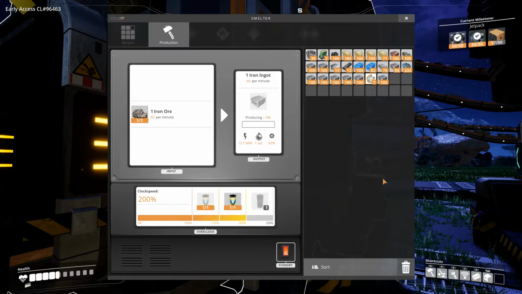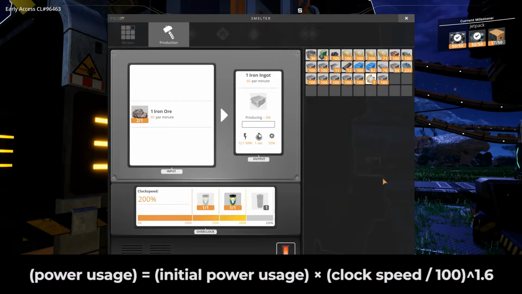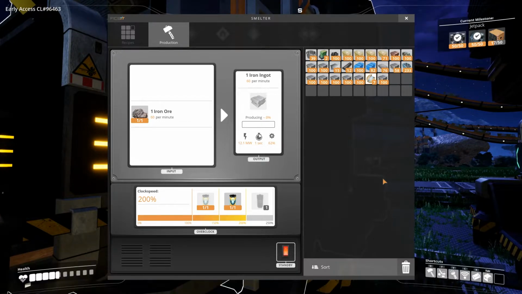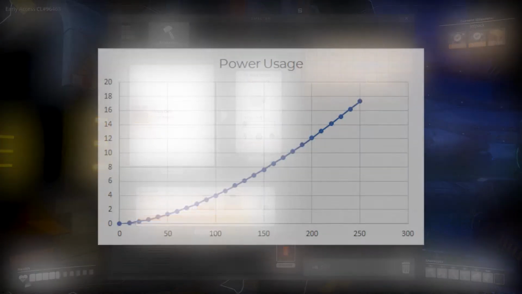Luckily, so far in the game, by the time you have enough power shards to really make a difference, you should have enough power that you won't really have to worry about it. But if you do care, the formula is power usage equals initial power usage times clock speed divided by 100 to the 1.6th power. A little complex, but if you run it in an Excel spreadsheet or something, it makes sense. But basically, it sort of curves up.